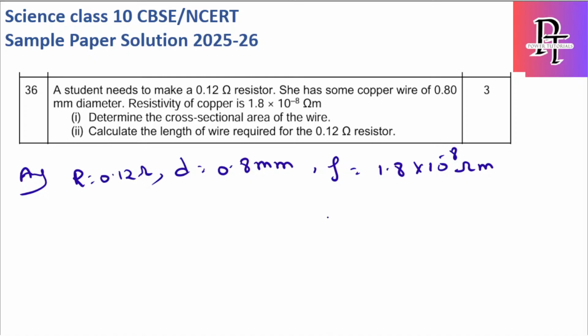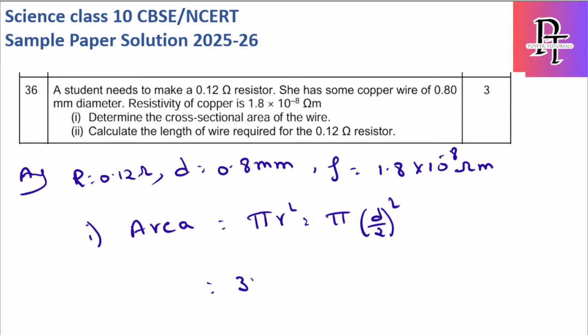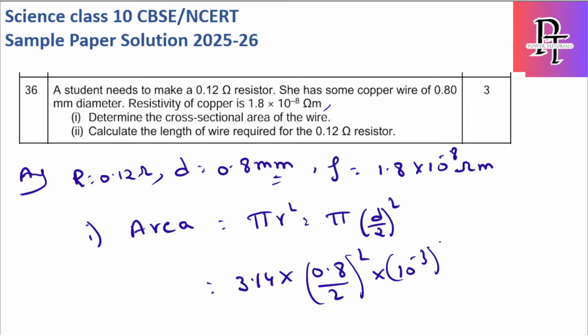Determine the cross section area. So they want us to find the area first. What is the area formula? Because it is a circle, it should be pi r square, but here they haven't provided the radius, they have provided the diameter. So instead of r you have to write d by 2, because the diameter is 2 times the radius. Now let's substitute the values. Pi is 3.14, diameter is 0.8 by 2, and it is in mm, but resistivity is in ohm meters, so let's convert mm into meter. So 0.8 by 2 whole square into mm is 10 power minus 3 whole square.